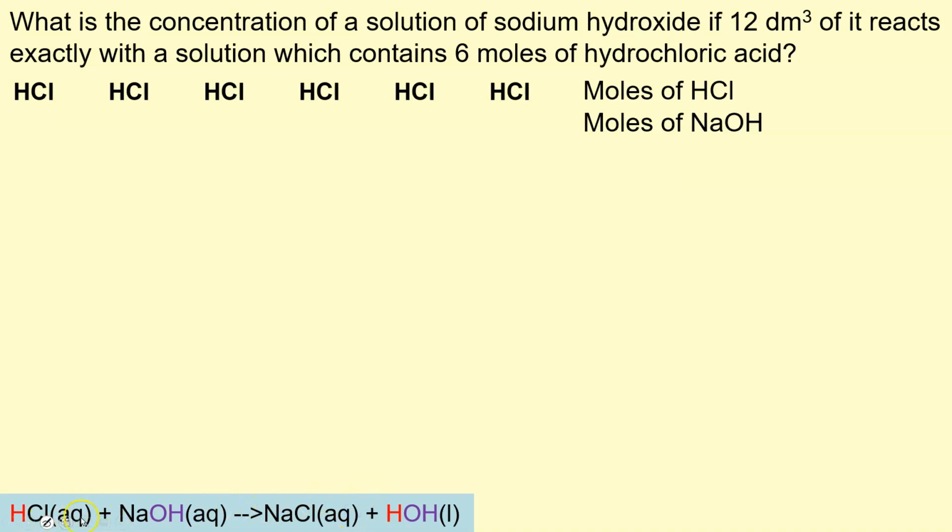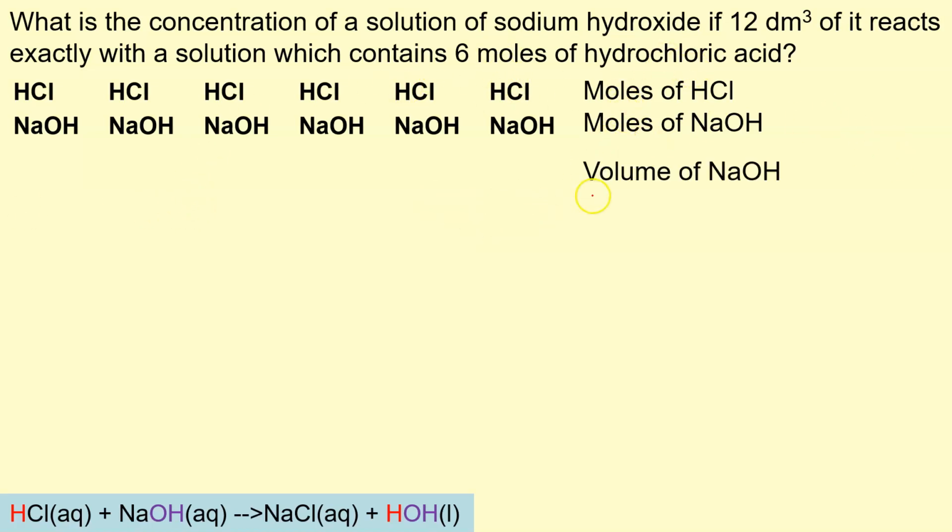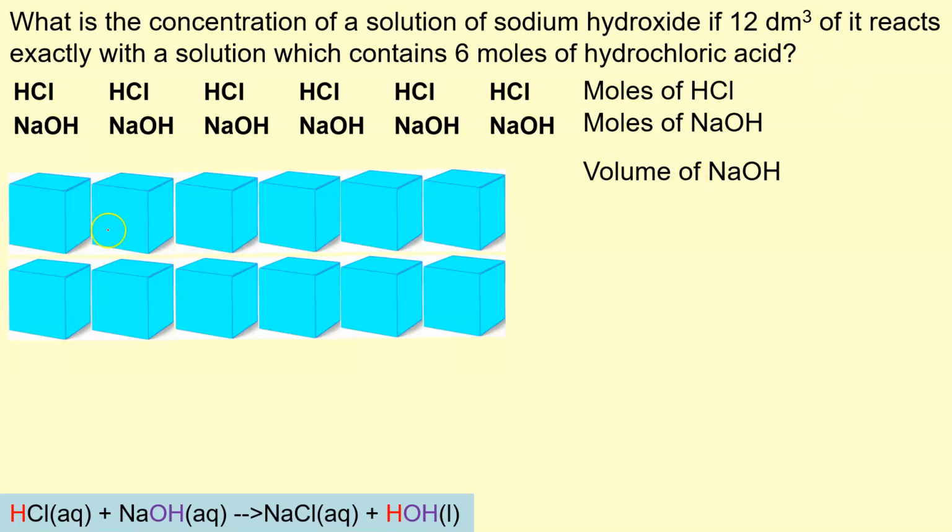1 mole of hydrochloric acid reacts with 1 mole of sodium hydroxide. If we have 6 moles of hydrochloric acid, it will react with 6 moles of sodium hydroxide. So we've got 6 moles, and this is in 12 decimeters cubed. So that's trying to represent visually 12 decimeters cubed.